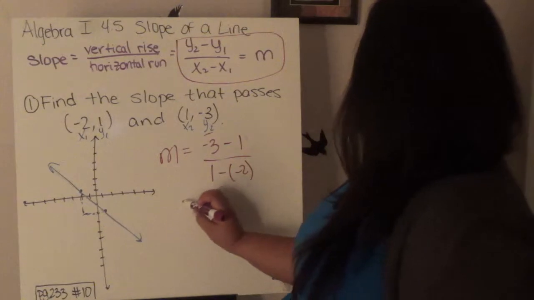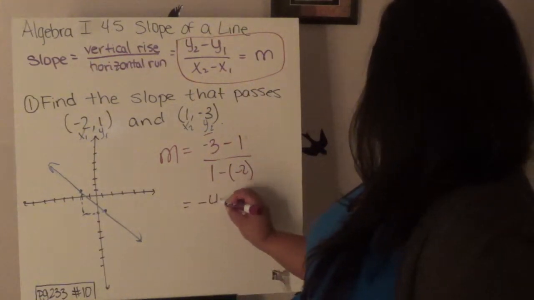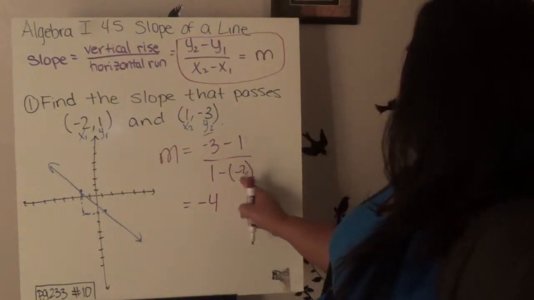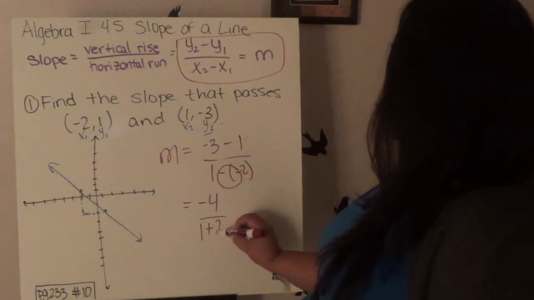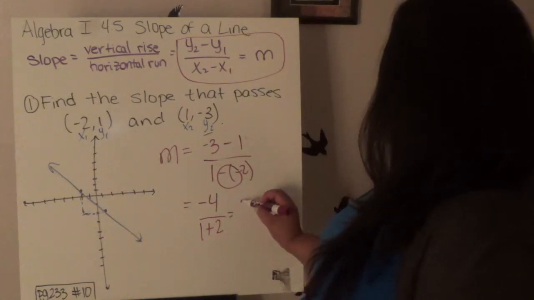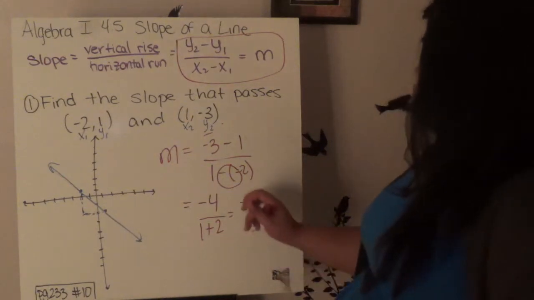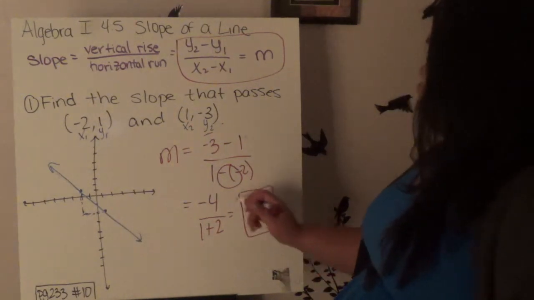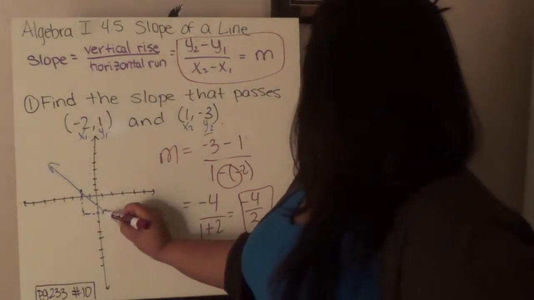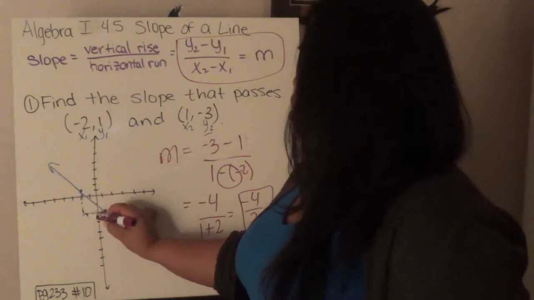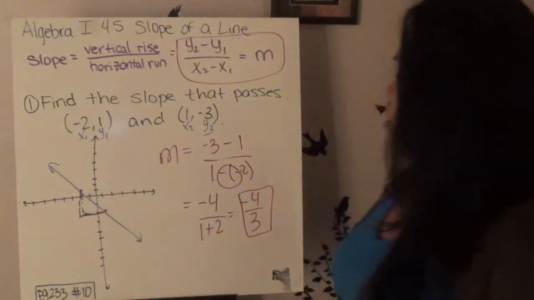So what we do here is -3 minus 1, which gives me -4. And then remember, we have two negatives together, so that gives me 1 plus 2. So then I have -4 over 3. I can't reduce it. It doesn't become a whole number. So my slope is -4/3. What this tells me is that to get from one point to another, I go down 4, 1, 2, 3, 4, and over 3. 1, 2, 3.